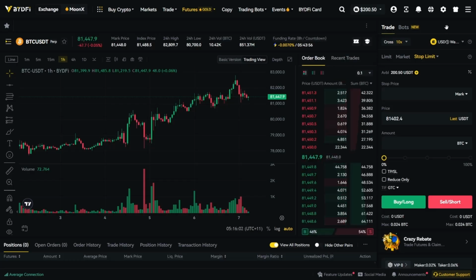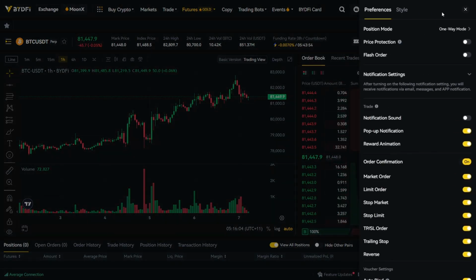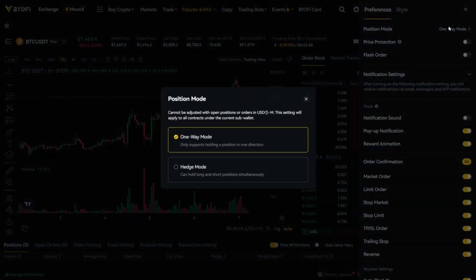On the top right of our screen, we can head to settings. For our preferences, the main setting we want to look at is position mode. There are two different position modes. We have one-way mode and hedge mode. In one-way mode, you can only have one position at a time on a pair, either a long or a short. If you open the opposite trade, it will reduce or close your current position.